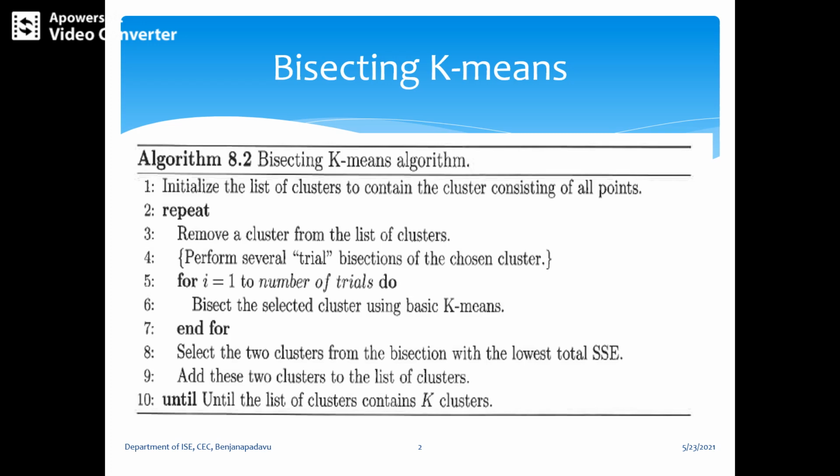In addition to that, there are a number of different ways to choose the cluster to split. We can choose the largest cluster at each step, choose the one with the largest SSE, the sum of squared error, or use a criterion based on both size and SSE. Different choices result in different clusters. We also refine the resulting clusters by using their centroids as the initial centroids for the basic k-means algorithm.